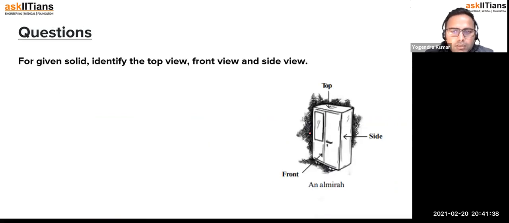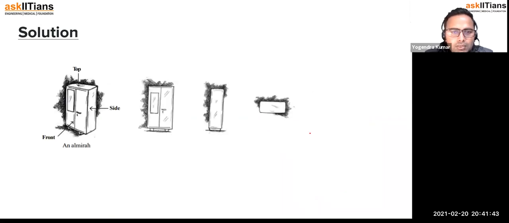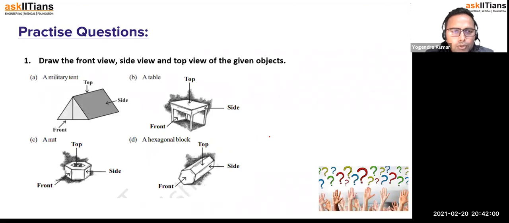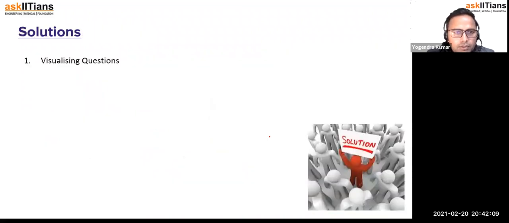For the given solid, identify the top view, front view, and side view, right? So this is the front. We have done this, but you need to practice. You should pause the lecture and observe it. This is the side view, and this is the top view, right? I hope you're getting it. Front, side, and top view. Now draw the front, side, and top view for the given objects. These are the objects we have. I think we can draw them all, right?